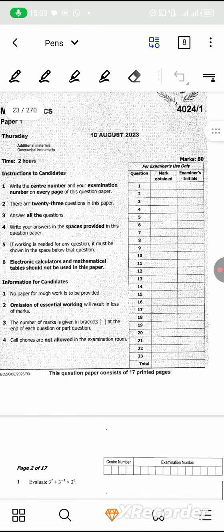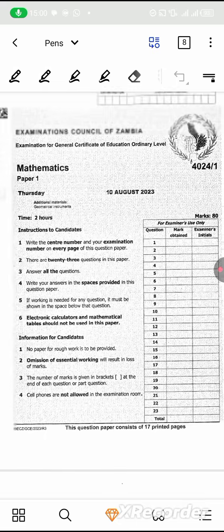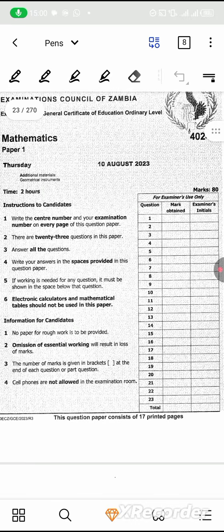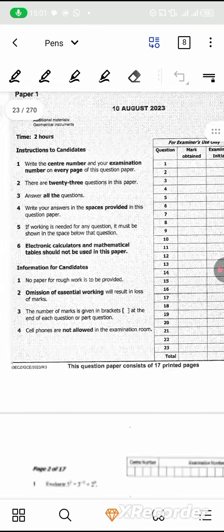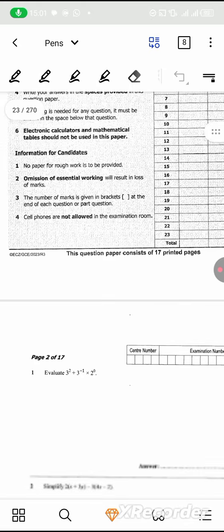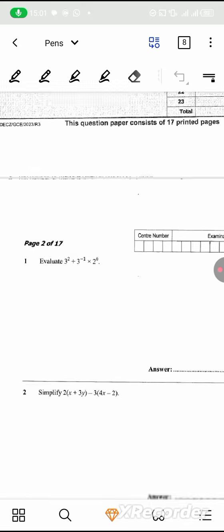Today we are going to look at this past paper, which we are going to answer every question. This is Mathematics Paper 1, 2023, GCE. Let us move together so that you can get the concept as well as the knowledge that can really help you during the exam. To start with, we are going to look at the first question.